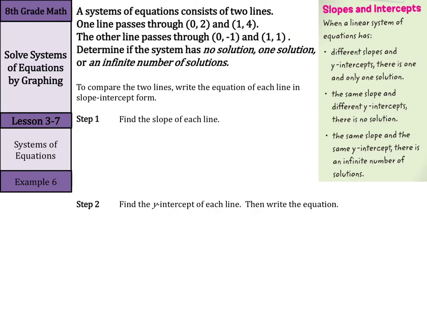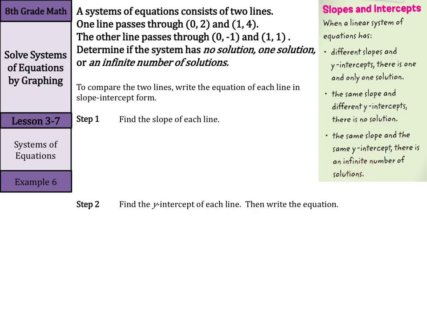When a linear system of equations has different slopes and y-intercepts, there is one and only one solution. Those were our first few examples. However, when we have the same slope and different y-intercepts, there's no solution. Those were our parallel lines. We had the same slope, but different y-intercepts, so there was no solution. And then the last example we just did, we had the same slope and the same y-intercept, so there was an infinite number of solutions.